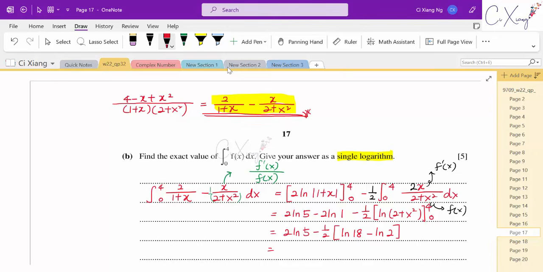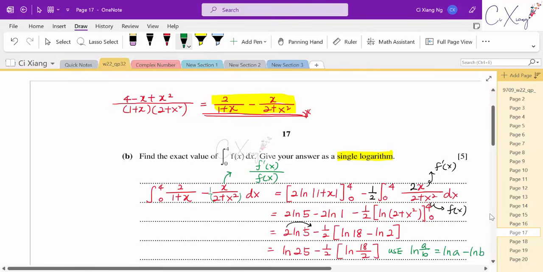Since they want us to have our answer in single logarithm, I have to bring all the numbers in front of the ln to the back so that it becomes the power. For this one I'm having 5 squared, so I'll have 25. Then negative half I just copy first. ln 18 divided by 2, I will simplify, become ln(18 divided by 2), where we are having the property of the ln, so ln(A over B) can be written as ln A minus ln B. So we are doing it backward now.